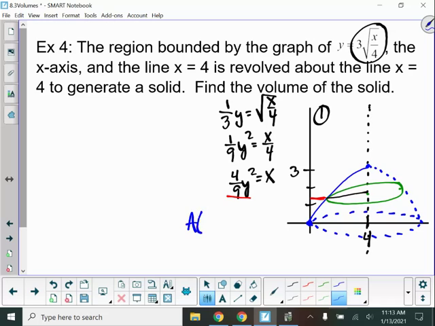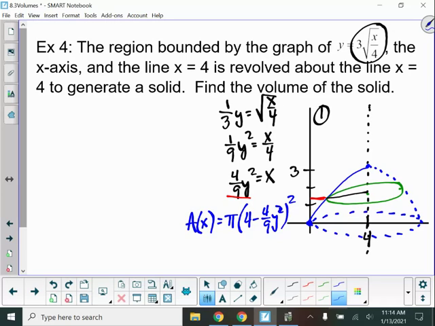So my actual area is going to be pi times 4 minus 4/9 y squared, and then again the quantity squared, because 4 minus 4/9 y squared is just my radius, and then it's pi r squared, so I have to square that. Again, this is the disk method, not the washer, so there's nothing to subtract out as far as the hole goes.